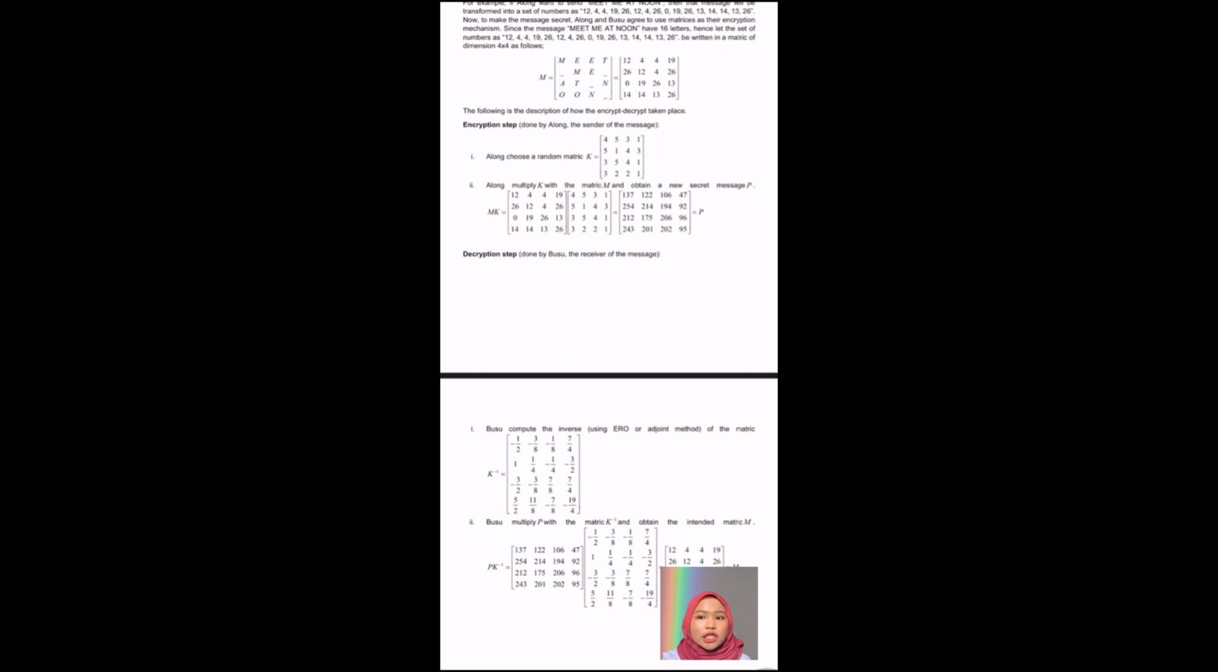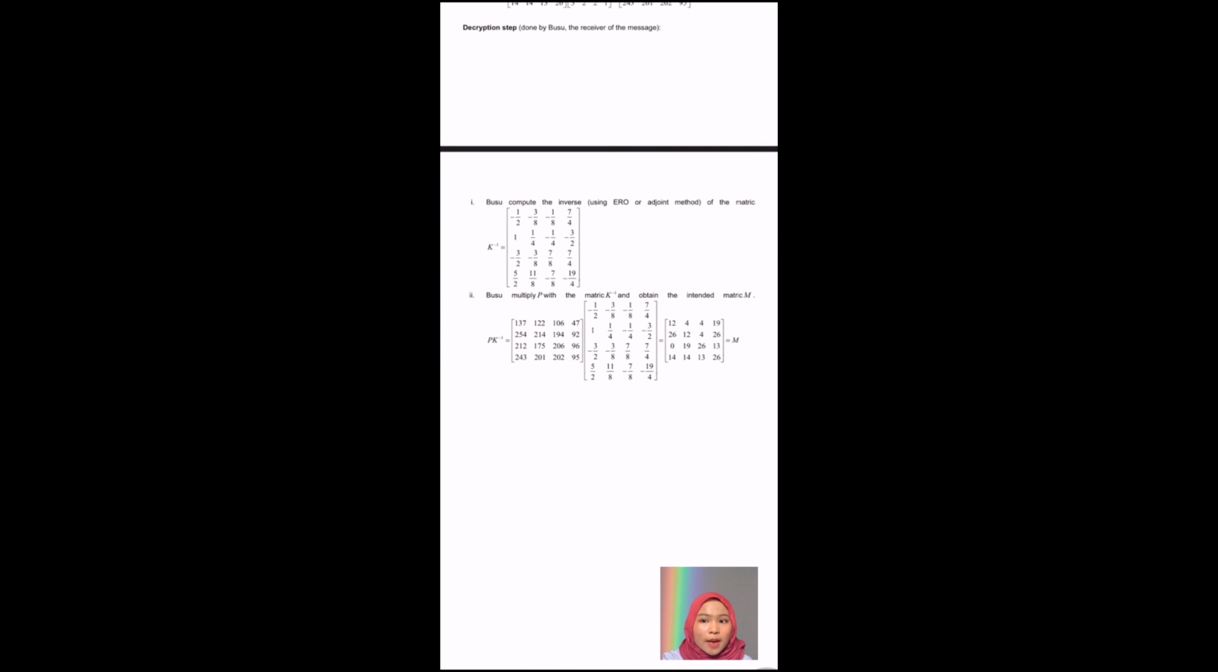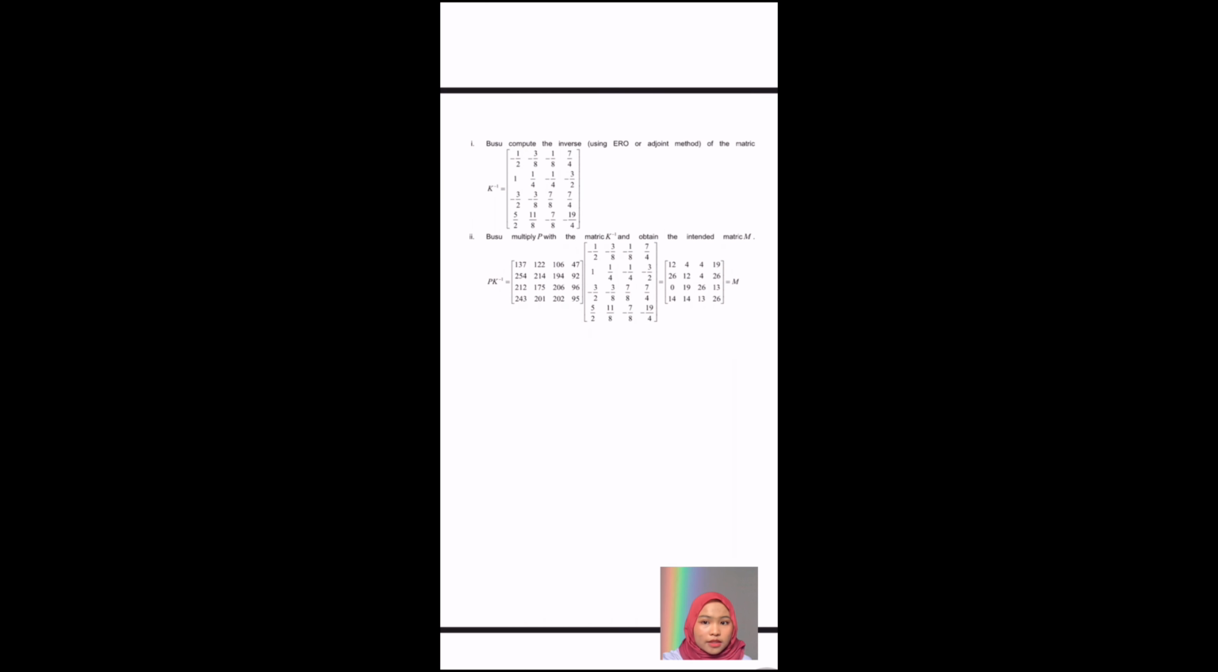The following is the description of how encryption and decryption take place. Encryption step: choose a random matrix K. Multiply K with the matrix M and obtain a new secret message P. Decryption step: compute the inverse of the matrix K using the row or adjoint method. Multiply P with the matrix K inverse and obtain the intended matrix M.